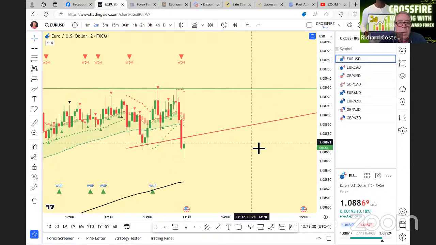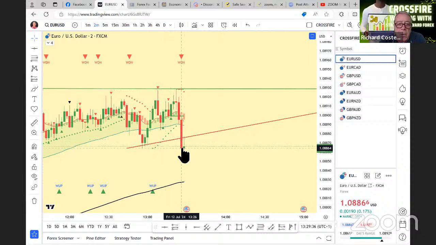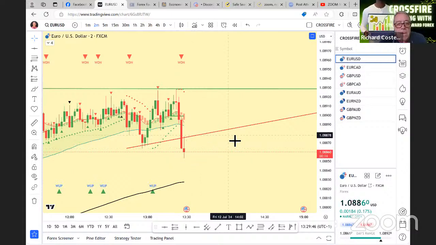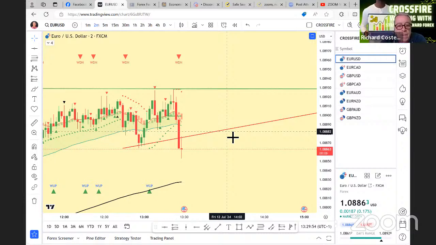Now, Euro US. We're still in no man's land, or we were. We've just come out below the red trend line. But can you see how price came down and then it tried to start going back up again? There's a long wick, both top and bottom. That's an indecision candle. And we're 1 minute away from the news. We're actually 10 seconds away from the news. So let's just see what happens.